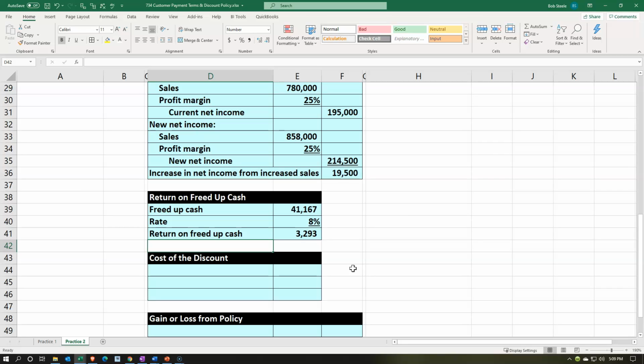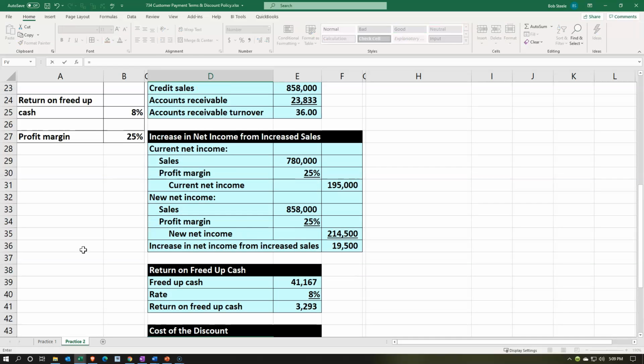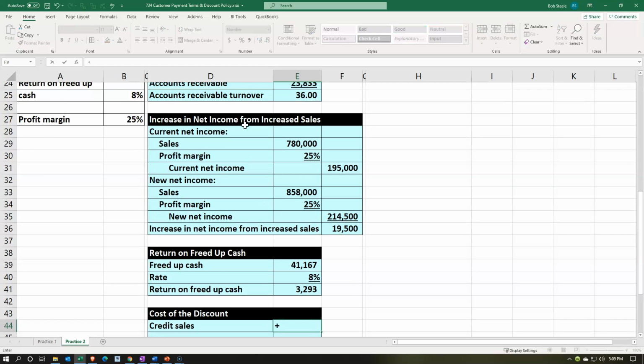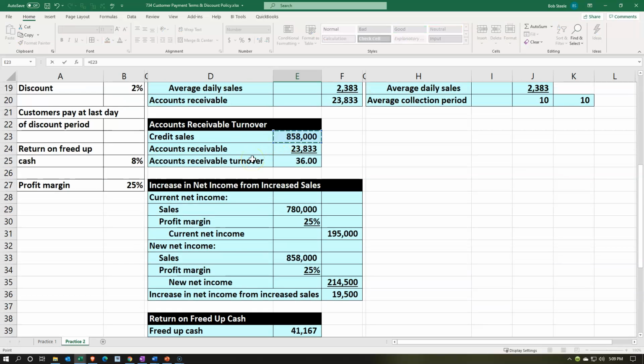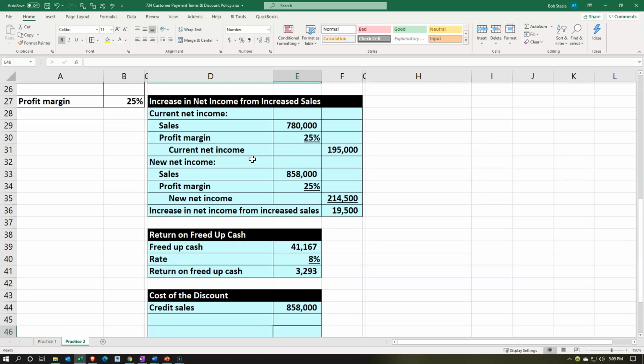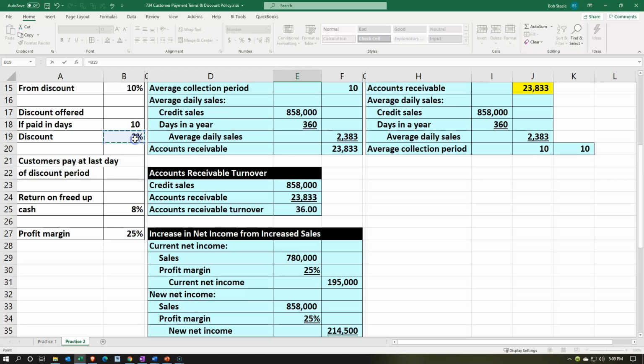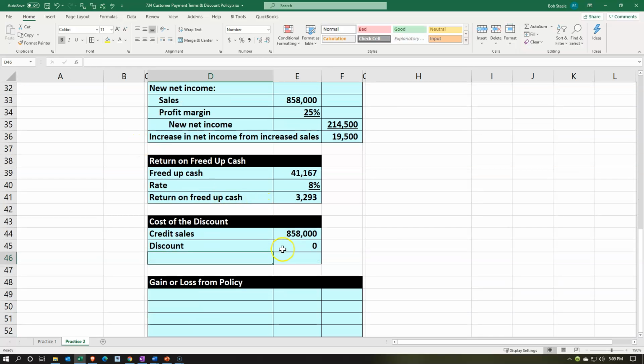But we also have the problem that we had to actually lose money due to the discount. So we're not going to collect as much on our sales because we gave a 2% discount. And we're assuming that everybody's going to take the discount. So if we assume that, we're going to say, all right, if we take the credit sales that we think we're going to have, which are now going to be the 858 for the credit sales, the discount is going to be 2%, and everybody's going to take the discount.